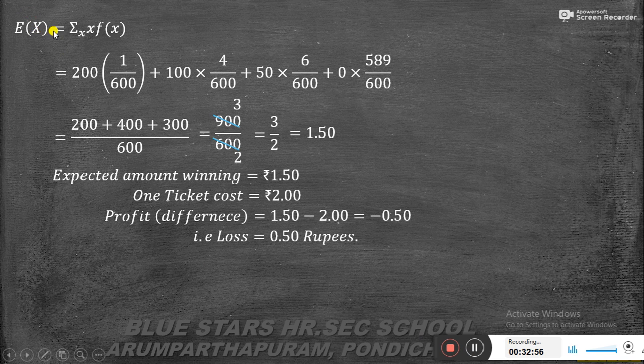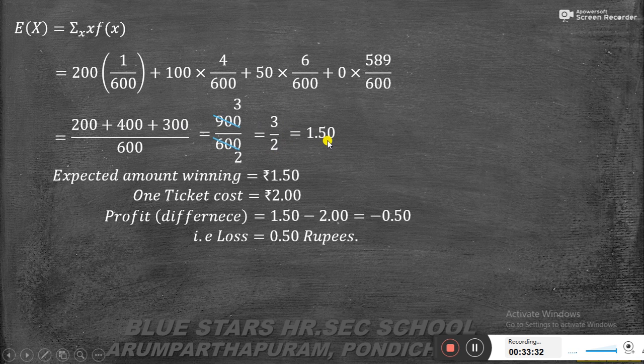So the formula is mean equals expectation of x equals summation x into f of x. So 200 into 1 by 600 plus 100 into 4 by 600 plus 50 into 6 by 600 plus 0 into 589 by 600. All the denominators are 600, so I write the common denominator: 200 plus 400 plus 300. 400 plus 300 is 700, 700 plus 200 is 900, by 600. The zeros cancel. 9 by 6 means 3 by 2.